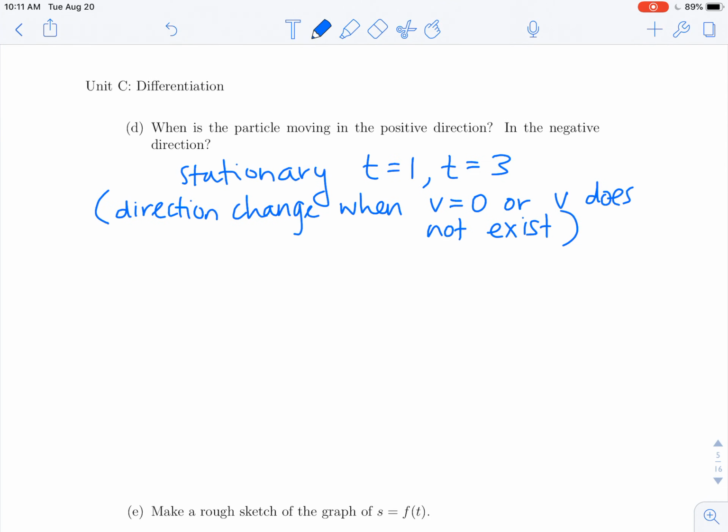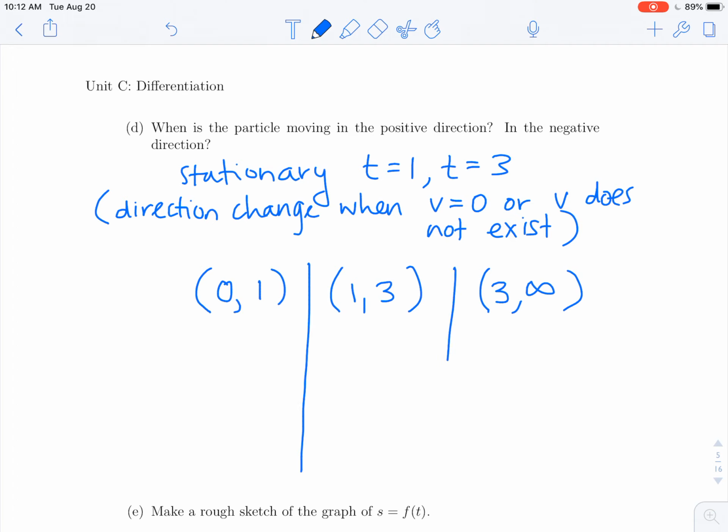And so what we can do is make a chart. Remember, time starts at 0 in this problem, and I typically use open intervals when I'm talking about direction of motion. And so I'll make open intervals 0 to 1, 1 is my first time when it's stationary, and then 1 to 3, 3 being the second time it's stationary, and then 3 to infinity because it's not stationary ever again after that. Whatever the particle is doing, it's doing it consistently on each one of these time intervals.